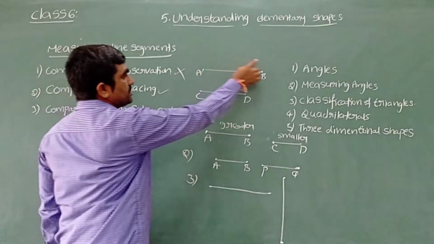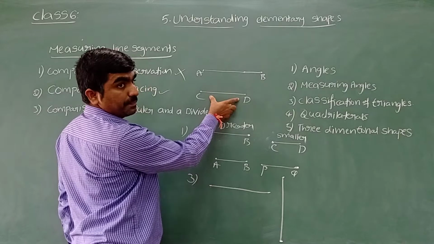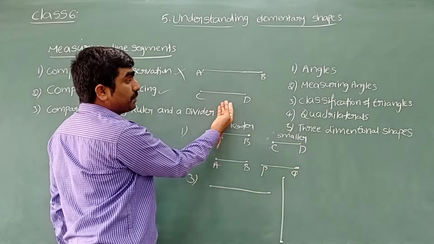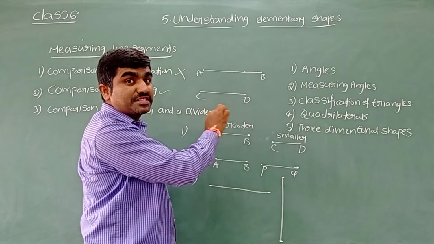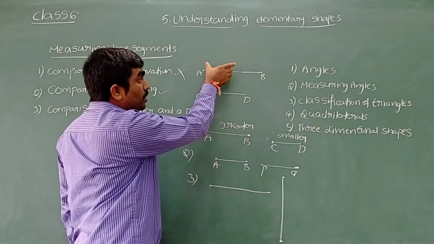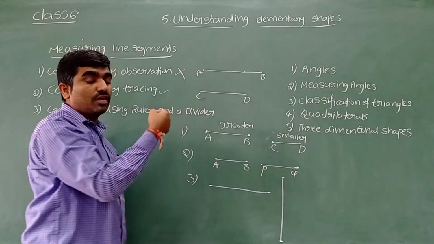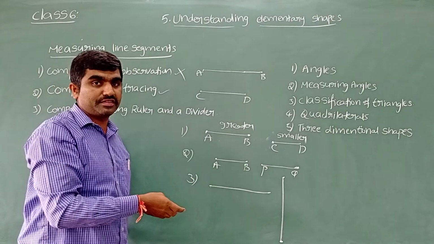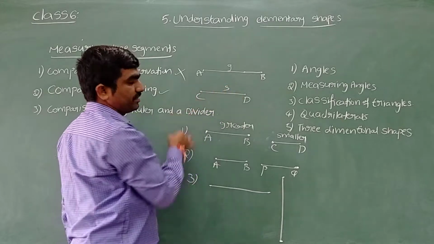I said imagine this is one paper. Now below this paper, we place one more paper and trace AB and CD. On that paper you can see a mark and a line segment, and you can keep that line segment over AB so that we can say which one is greater and which one is smaller. With that method we can say this one is greater, this one is smaller.